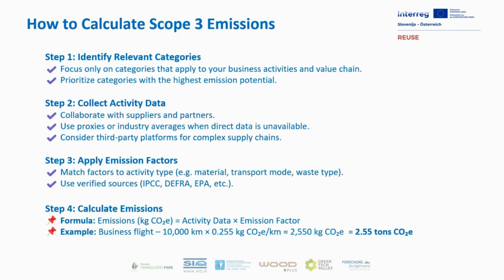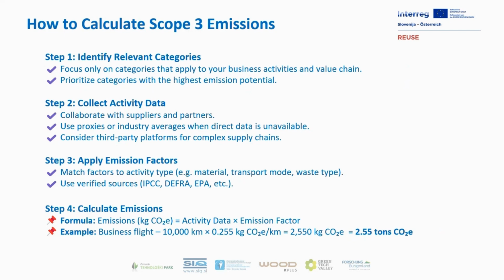Step 3 is to apply the appropriate emission factors. These need to match the type of activity or material you're analyzing. For example, for purchased goods and services, use emission factors based on the material type, such as steel, plastic, or textile. For business travel, use emission factors that reflect the mode of travel, air, train, or car, and the distance traveled. And for waste disposal, use landfill or recycling emission factors that are specific to the type of waste.